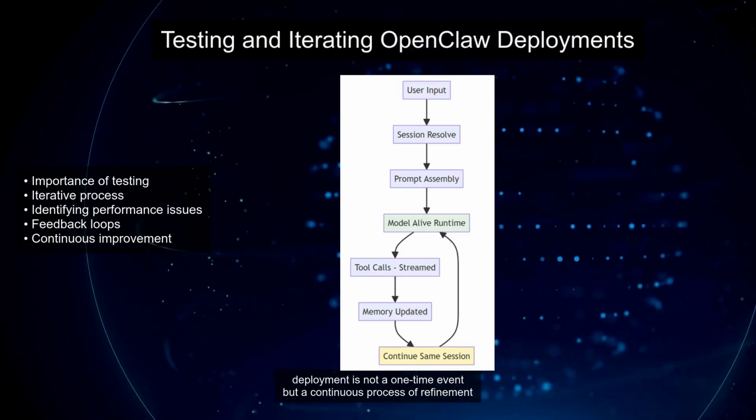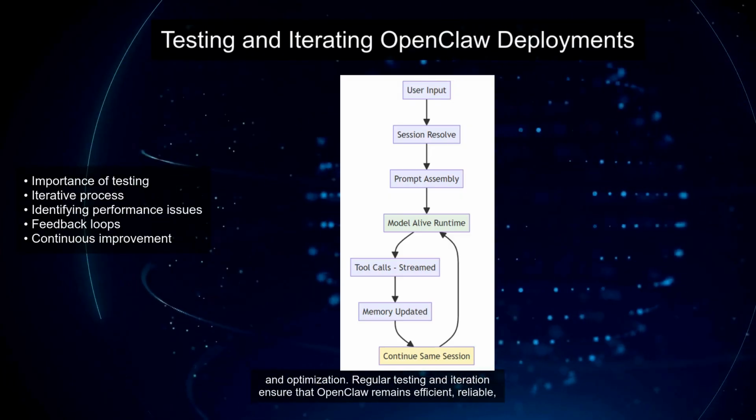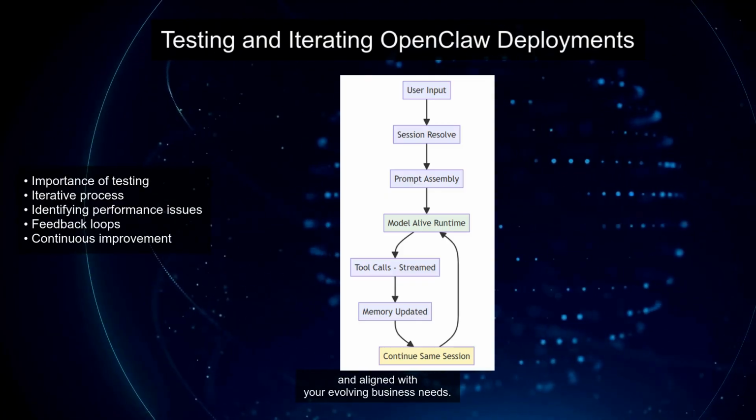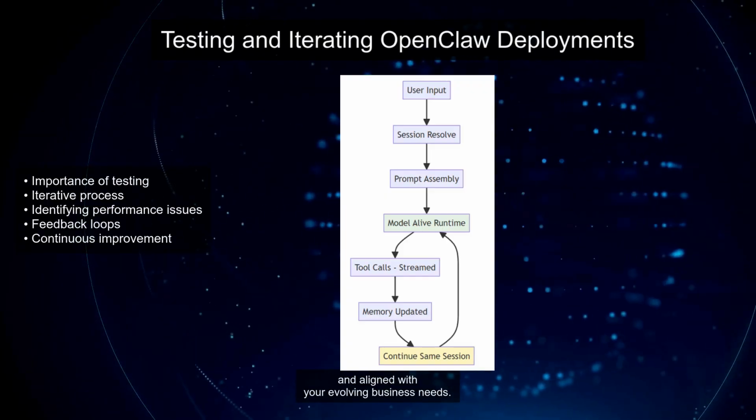Remember, deployment is not a one-time event but a continuous process of refinement and optimization. Regular testing and iteration ensure that OpenClaw remains efficient, reliable, and aligned with your evolving business needs.